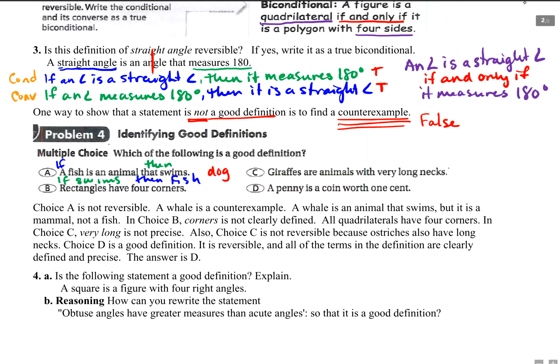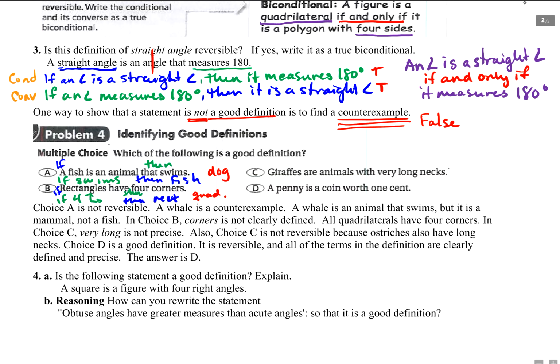Rectangles have 4 corners, so let's split this up. If a figure is a rectangle, then it has 4 corners. Is that true? Yes, that one's true. Let's switch it around. If you have 4 corners, then you're a rectangle? Definitely not. All of our quadrilaterals have 4 corners. So any quadrilateral that you can think of has 4 corners, not a rectangle. So definitely not a good definition.